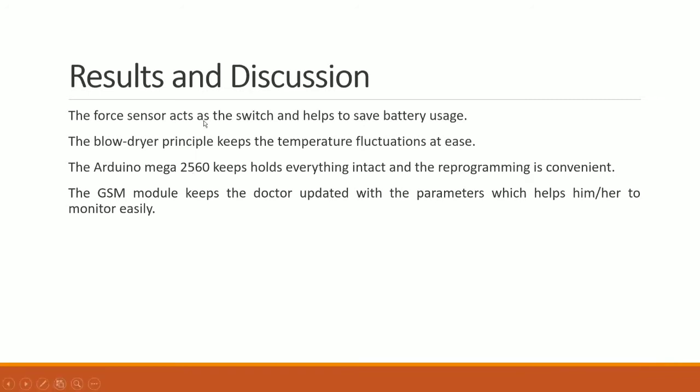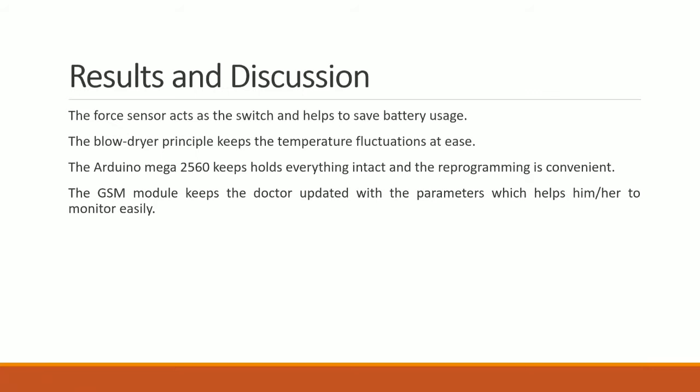What was the result of this? The force sensor, as I told you, acts as a switch and helps to save the battery, because only whenever the infant is placed inside the incubator will it be on, or else it will be turned off. So the blow dryer principle keeps the temperature fluctuation at ease, because whenever the temperature gets below the required range, the heating element is activated and the temperature is increased.